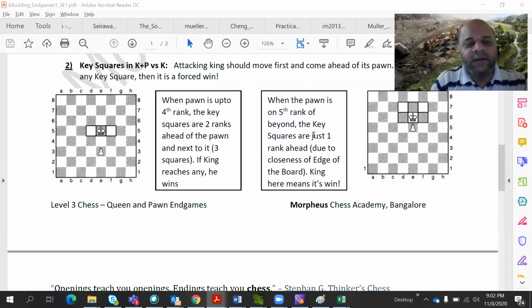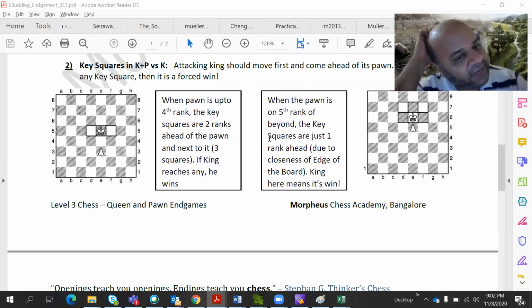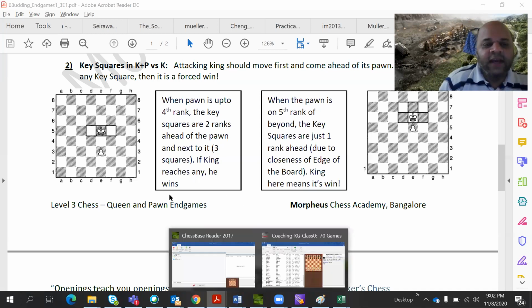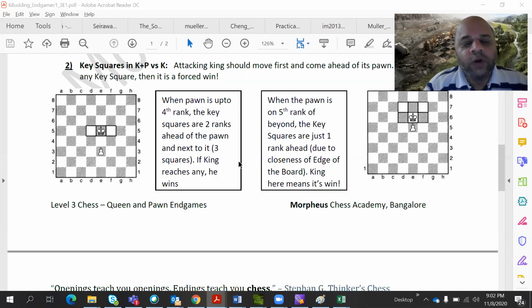So today we'll look at the concept of key squares in an ending which is a very simple ending, which is one side has got a pawn, the other side has got nothing. So king and pawn versus king. Okay, the simplest of the endings. So let us see. Now, you had explained key squares to us last class.